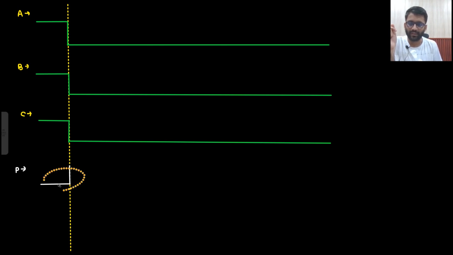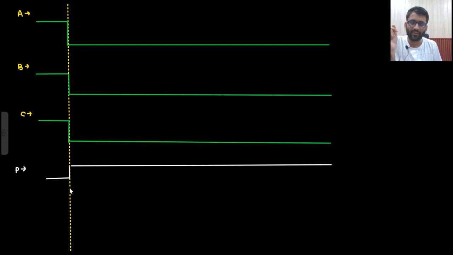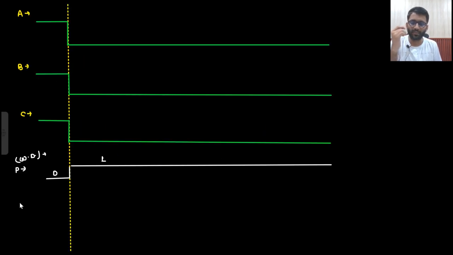I have to make it a bit congested because there will be 4 waveforms, right? So 0 to 1 we will go. This is without delay, but I have to introduce a delay of 10 nanoseconds. So P with the delay of 10 nanoseconds will be delayed by 10 nanoseconds.